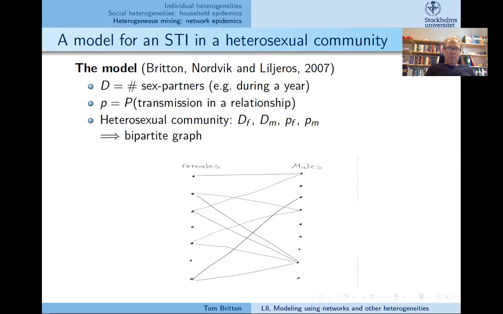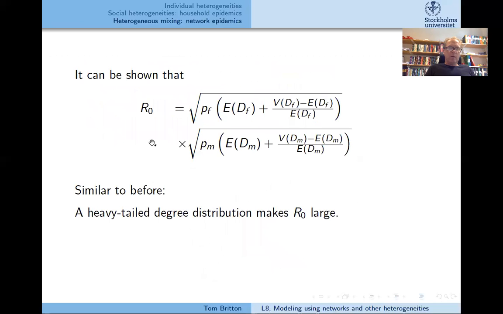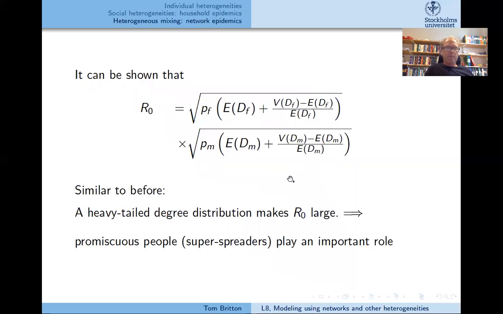So then the question is, what happens with such a model? Well, you can actually compute what is R0. It looks very complicated, but on the other hand, it's very similar to the previous illustration. It's just that it's a product of two things, and we have taken the square root in front of both things, and what is within the square root is the same as what was in the previous example. So as before, heavy-tailed degree distributions make R0 large. If this is large and if that is large, it makes R0 large. So promiscuous people play an important role.